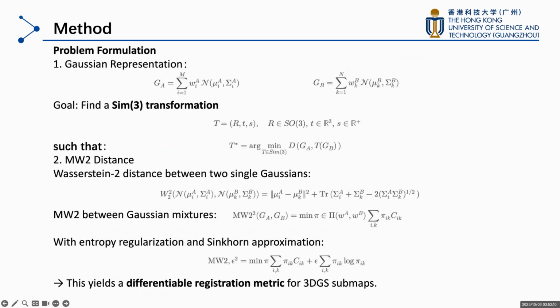More specifically, each local submap is a set of Gaussians. Our goal is to find a Sim3 transformation that aligns each local set to the global space. The MW2 distance builds on the closed-form formula of Wasserstein-2 distance between two single Gaussians and extends it to mixtures of Gaussians. By adding entropy regularization and using Sinkhorn approximation, the distance becomes stable and differentiable. This makes Gaussian set registration end-to-end trainable.